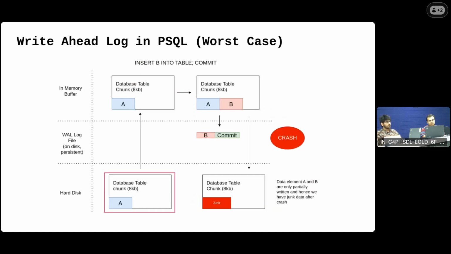So everything is pretty much the same. We have the 8 KB chunk. We want to write B into this. We take A, we get it into memory, right? We write B into the memory chunk. We commit it to the log, right?